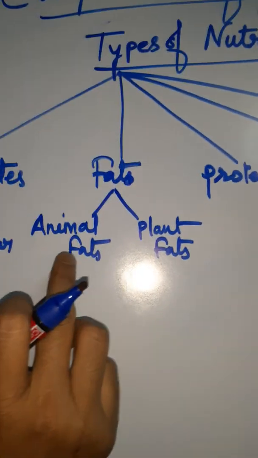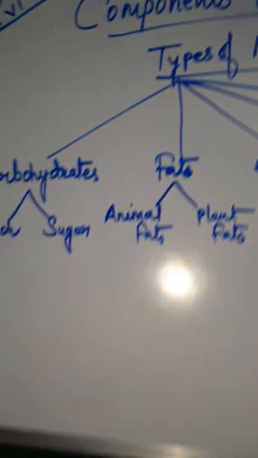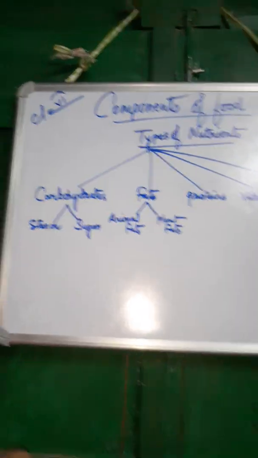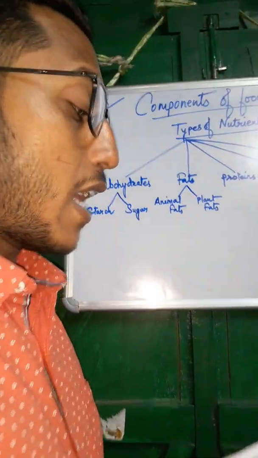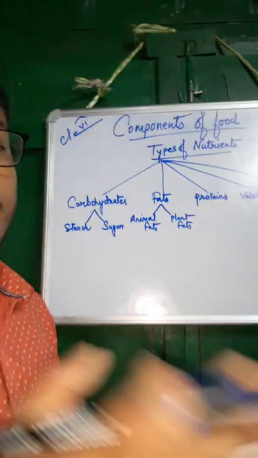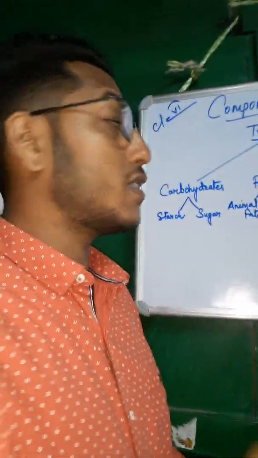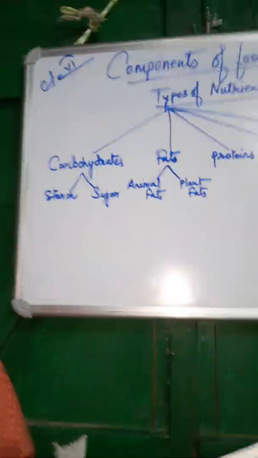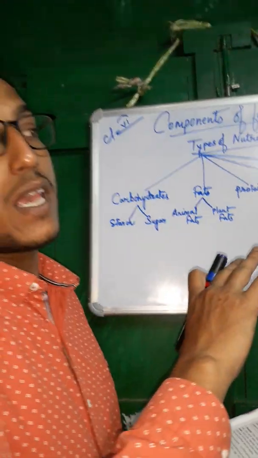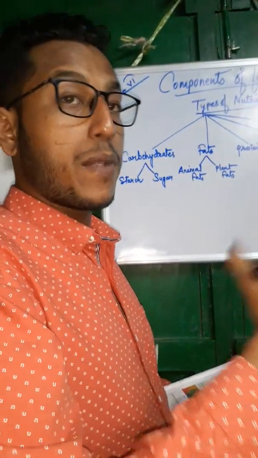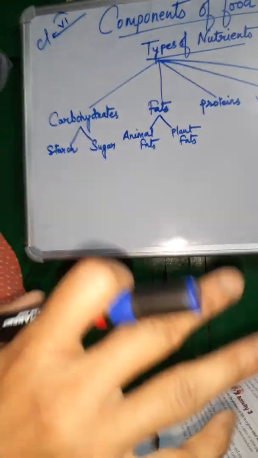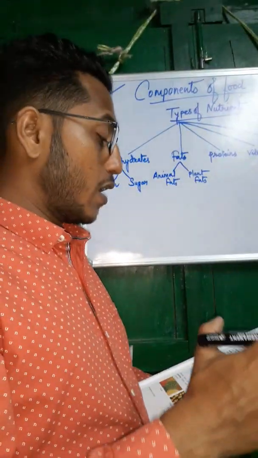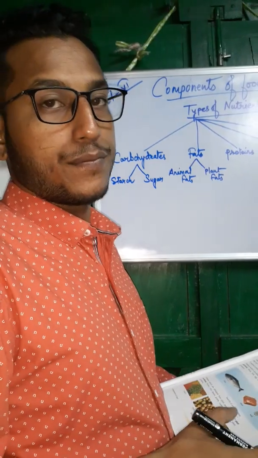Fats are of two types: animal fats and plant fats. What are animal fats? Milk products like butter and ghee are sources of animal fats. We get them from animals, which is why they are known as animal fats. Vegetables are a source of plant fats, meaning the oil provided by plants or vegetables. They are known as plant fats. Fats keep the body warm. Extra fats are stored in the body, and if stored in excess, they cause obesity.